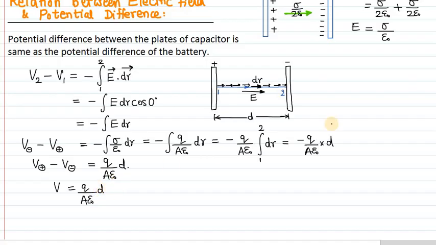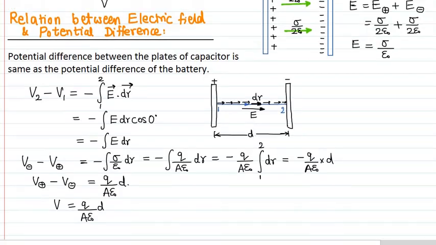Right. But we were about to find out the relationship between electric field and the potential difference. Now you see electric field is sigma by epsilon naught, which is same as Q by A epsilon naught. So can we say that from here we have also found out the result, V is equal to E into d. So this is the relationship between the potential difference and electric field in a parallel plate capacitor. V is equal to E into d.